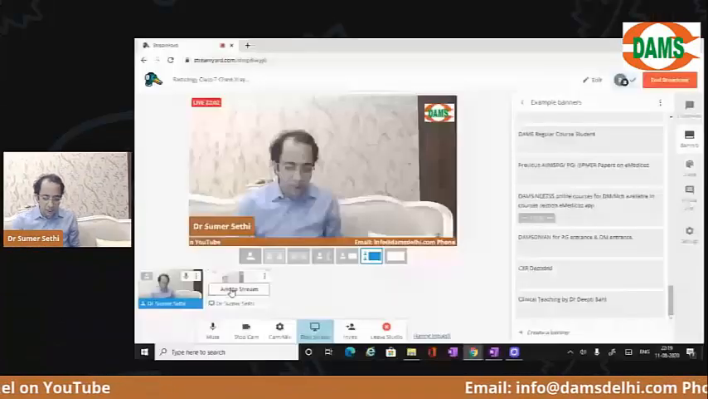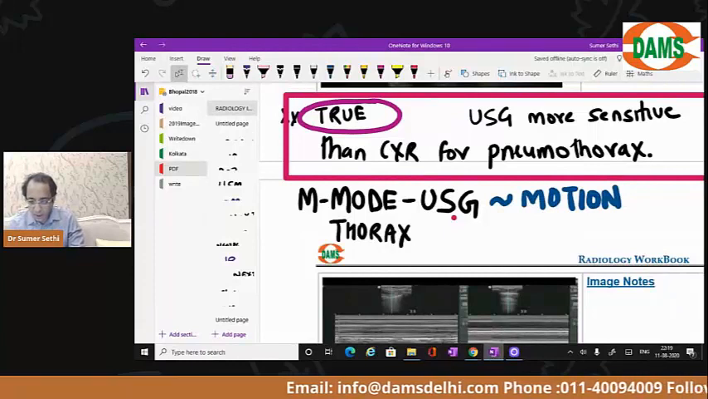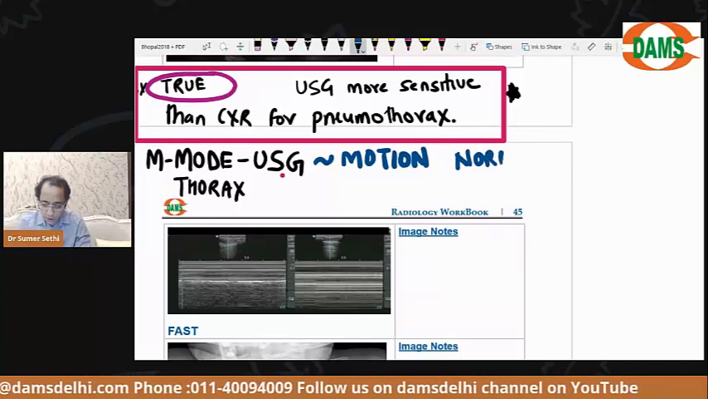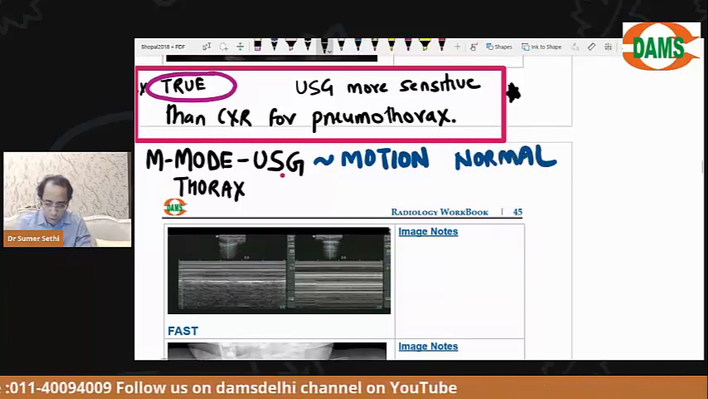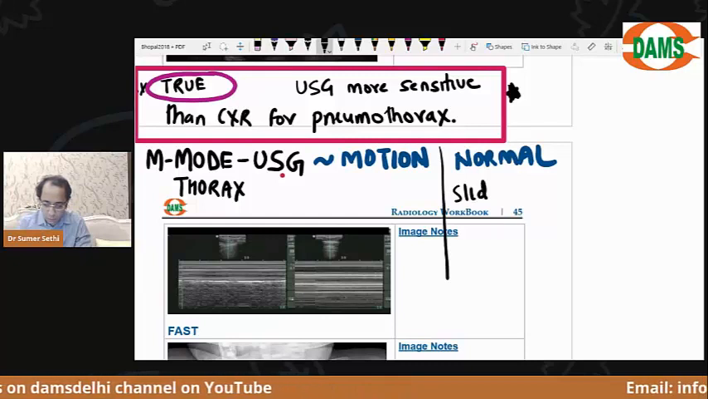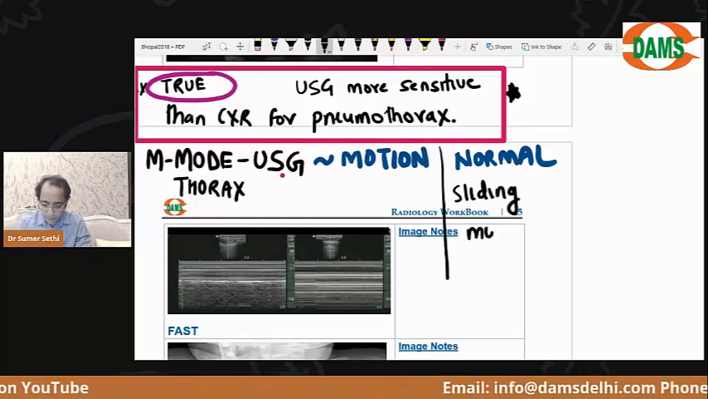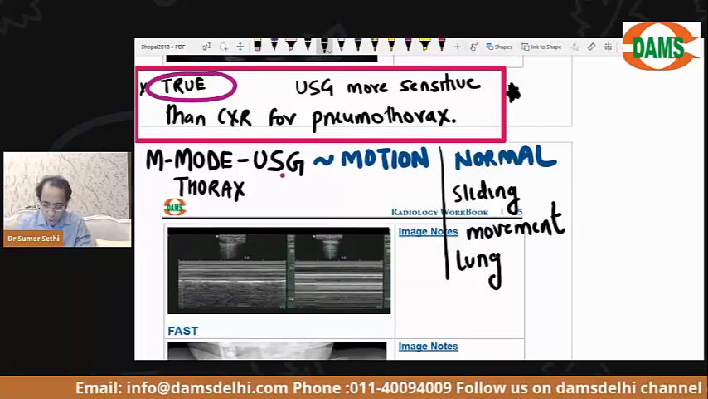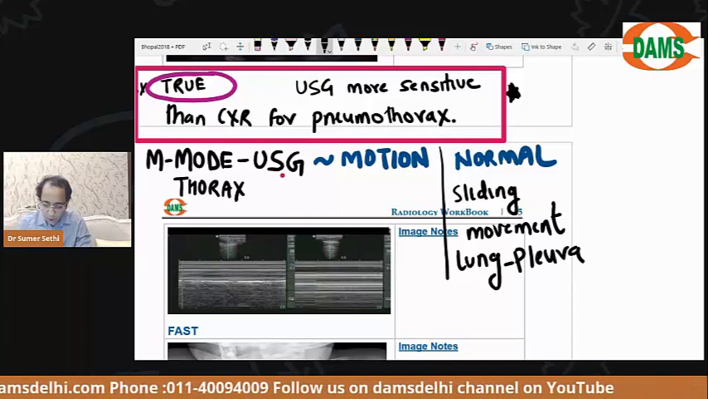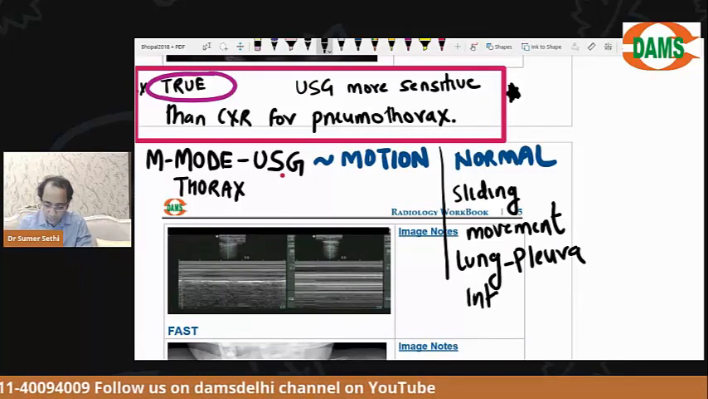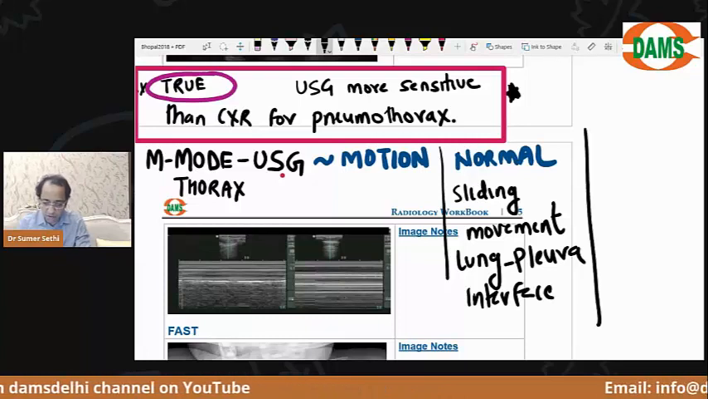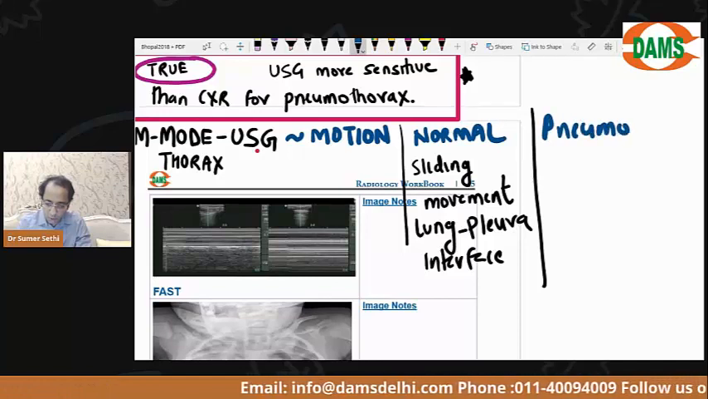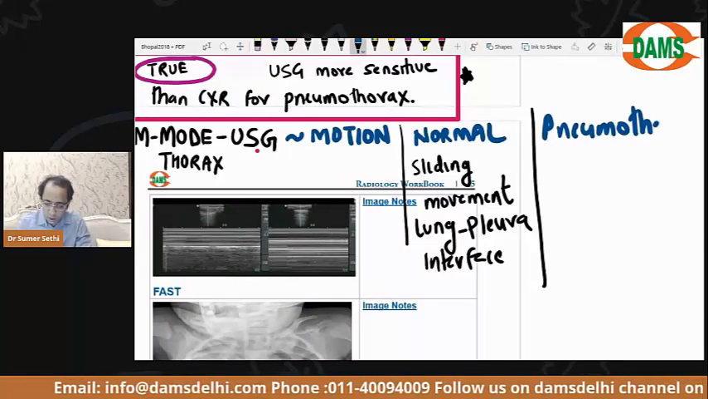Let's understand it again. What I'm saying is, in a normal person, you should see sliding movement on ultrasound at the lung pleura interface. But if you have pneumothorax, this movement will be absent.